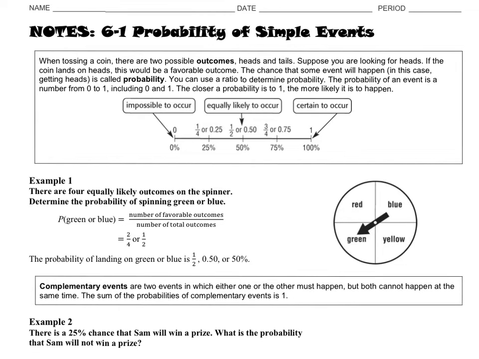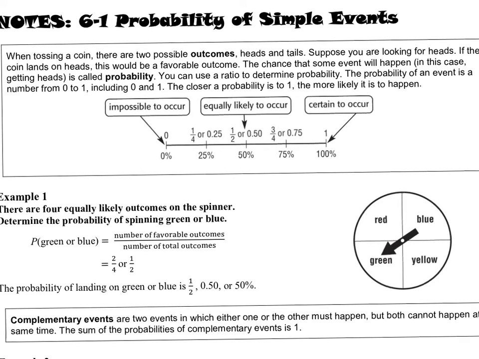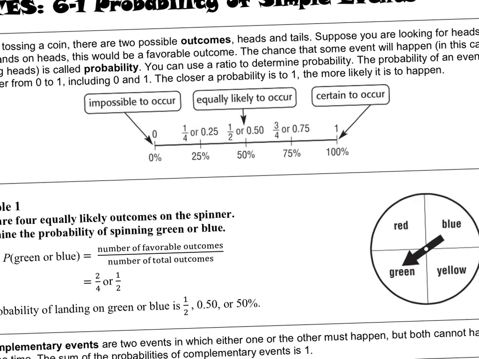Looking at this chart right up here, it says you can determine a ratio as probability. Sometimes they ask you how likely it is to occur. If there is little chance it's going to occur, it's impossible or not as likely. Does that make sense? When you get a 50% chance, you get equally likely. And if it's certain it's going to happen, then it's certain to occur.